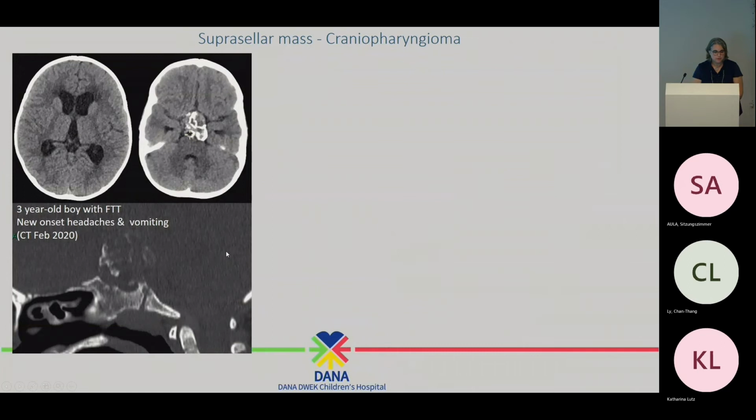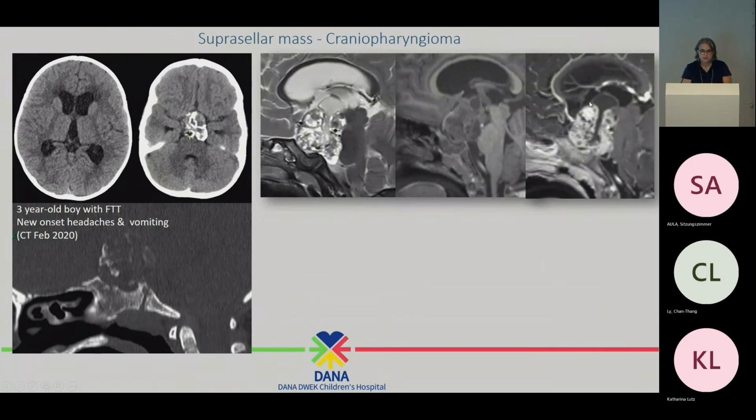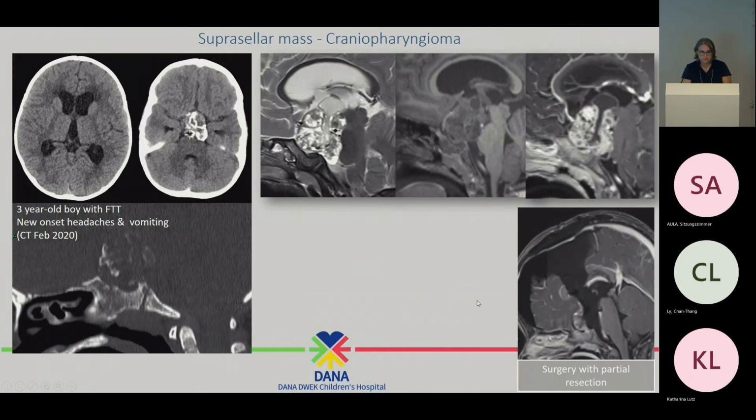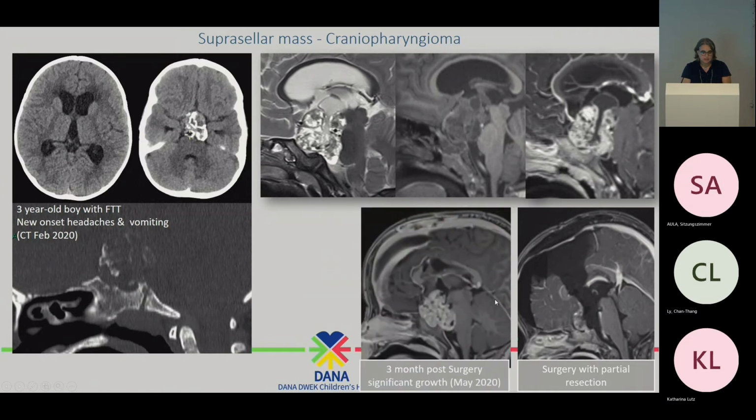Okay, this is a different patient, a 3-year-old boy with FTT, and because of new onset headaches and vomiting, was presented and had a CT that showed the hydrocephalus and the large mass with gross calcifications, probably slow growing. As you can see here, this deformity and impression on the Sella region. And this is the MRI showing the areas of cyst, areas enhancing, and this child had surgery with partial resection, and this is the 3-month post-surgery follow-up study, which basically demonstrated quite increased, very fast growth within this tumor.